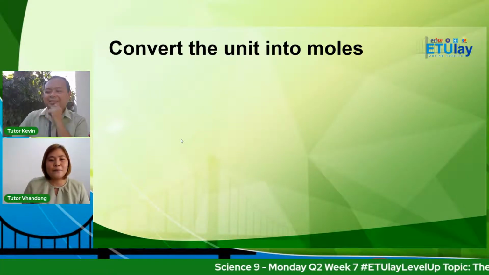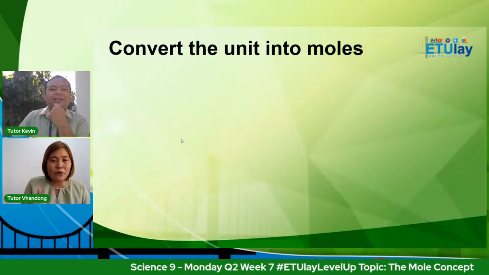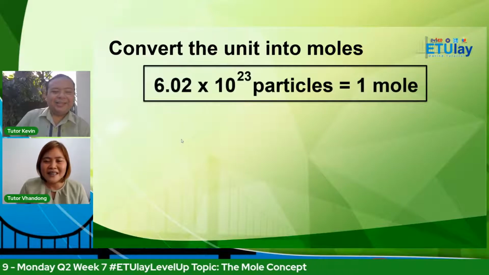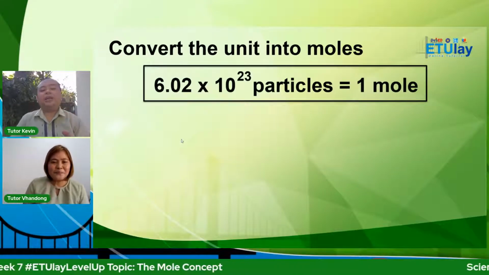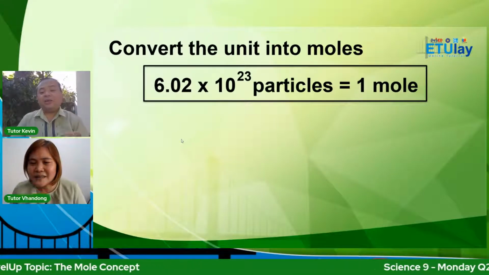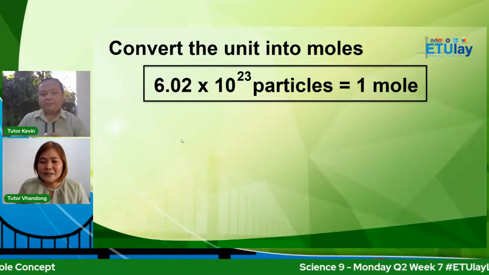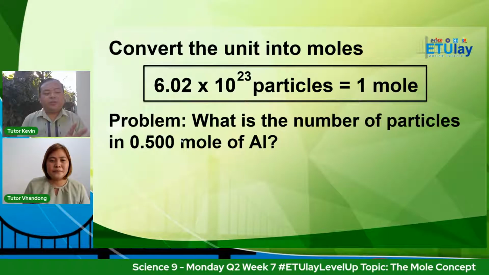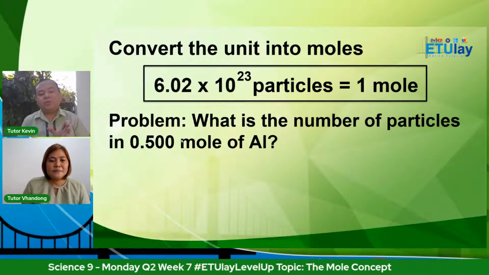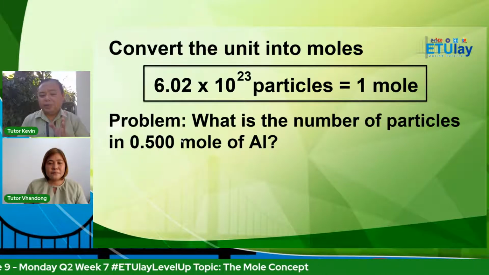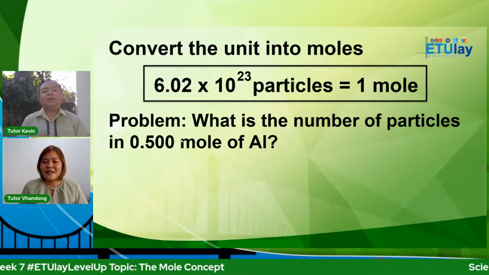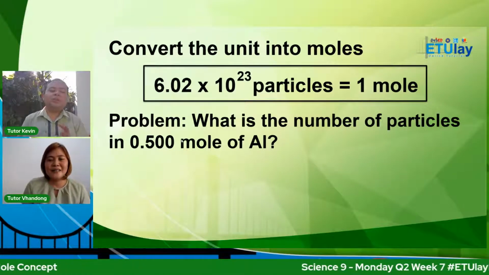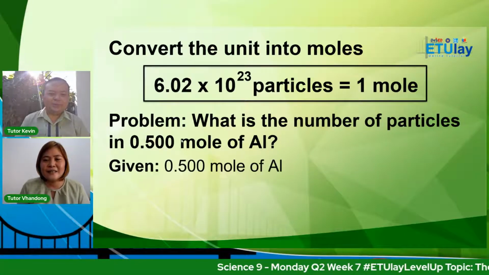Tutor Kevin, this time, convert the unit into moles. 6.02 times 10 to the 23rd particles equals 1 mole. Now, what is the number of particles in 0.500 mole of aluminum? Again, what is the number of particles in 0.500 mole of aluminum?